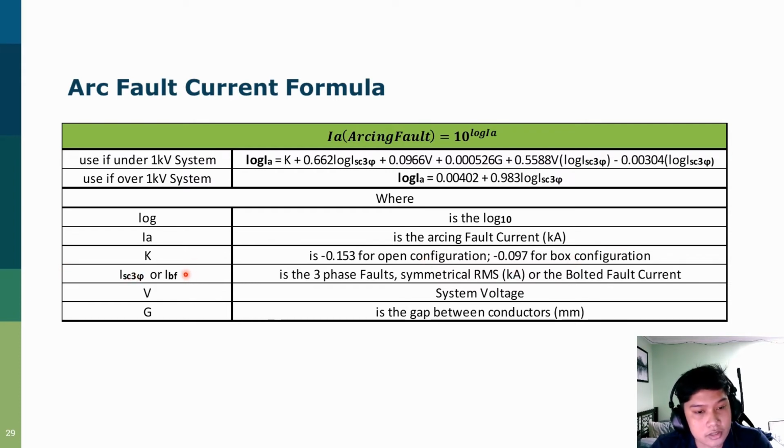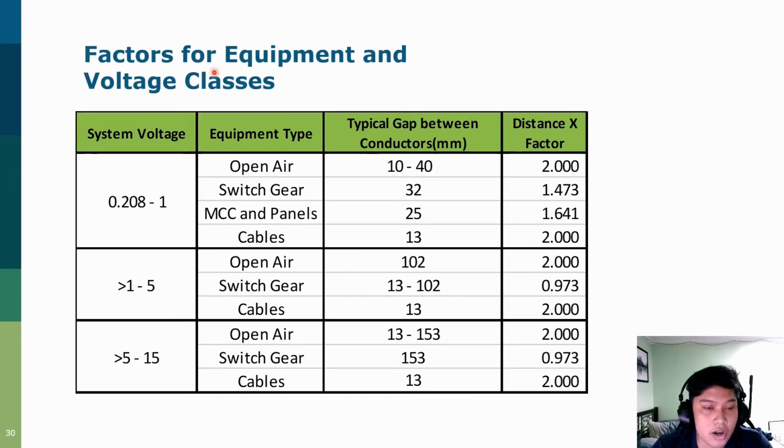The short circuit current must be in 3-phase volts, symmetrical RMS, in kiloampere, or voltage fault current. V is the system voltage. G is the gap between conductors. It should be in millimeter unit. So these are the factors for equipment and voltage classes.